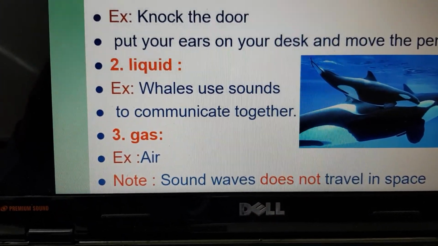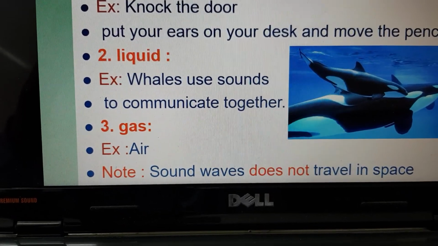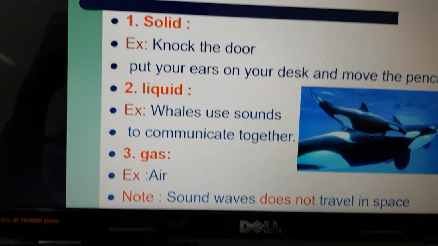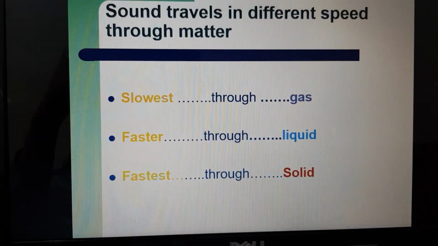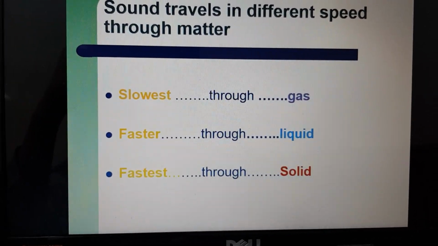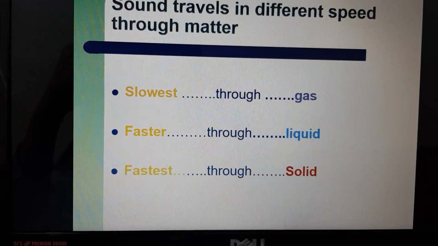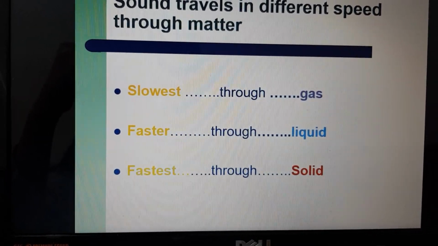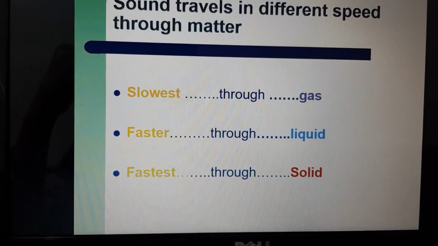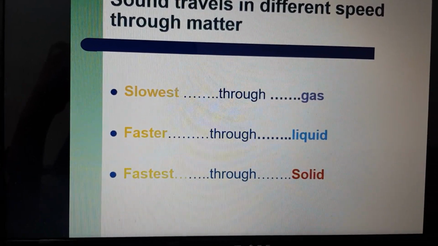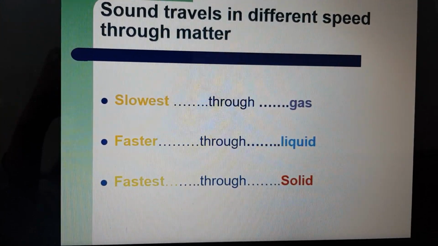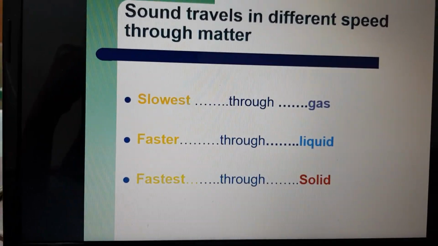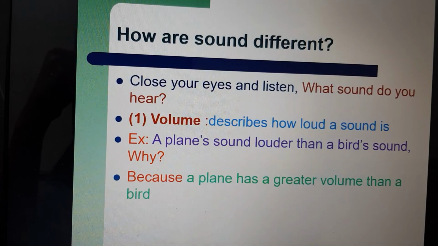So note this: sound waves don't travel in space, only in matter: solid, liquid, and gas. Sound travels in all three states of matter, but at different speeds. How? Sound travels slowest through gas, faster through liquid, and fastest through solid. It's so important to note it. Again, sound travels slowest through gas, faster through liquid, fastest through solid.